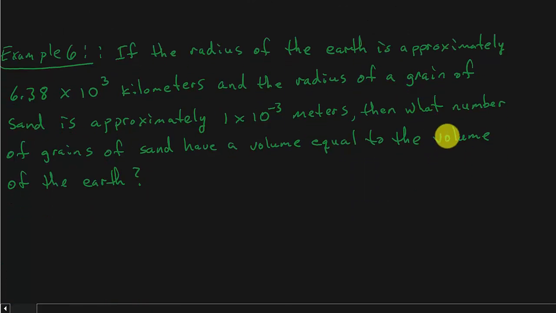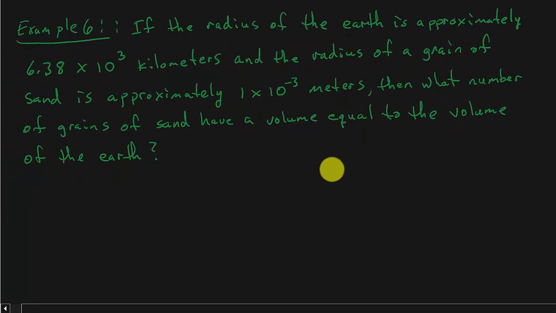All right, so let's take a look at this last one here. It's a word problem. It says, if the radius of the Earth is approximately 6.38 times 10 to the third kilometers, and the radius of a grain of sand is approximately 1 times 10 to the negative 3 meters, then what number of grains of sand have a volume equal to the volume of the Earth? All right, so first, let's find the volume of the Earth. The Earth is a sphere.